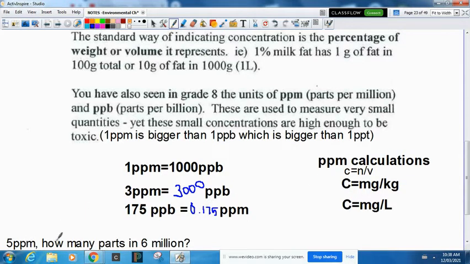So for example here, if there's 5 parts in a million, how many parts in 6 million? So 5 parts in 1 million.